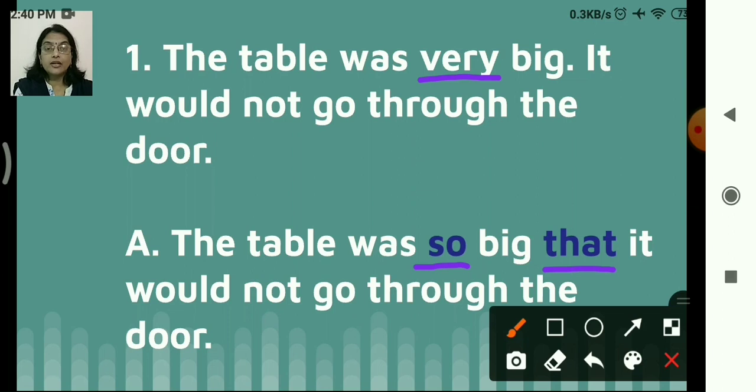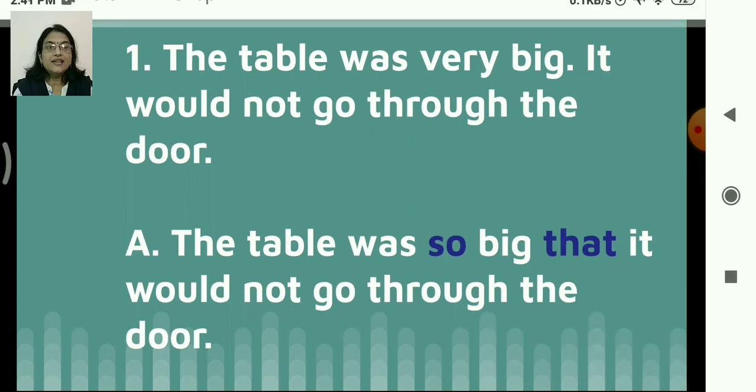So now we have to join it. We are joining it with the help of the pronoun word, that is that. And we also removed the full stop. And we have to make it as one sentence, isn't it? So what is done here? The table was so big that it would not go through the door. Right? We have joined the sentence. We have also used so that and we have also removed very. So whenever in the sentence you will get very, we have to remove that word. Instead of very, we are going to add so there. And then we are going to join it by using the word that.